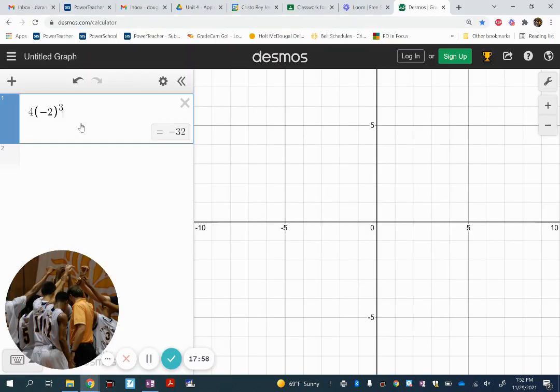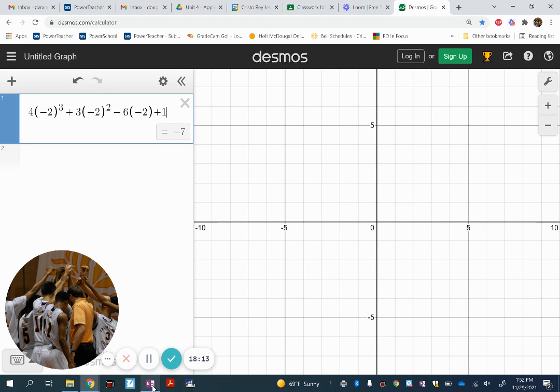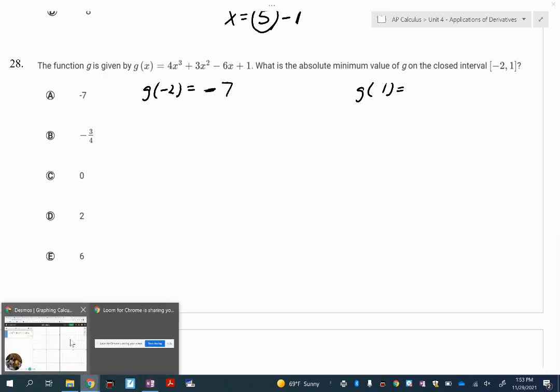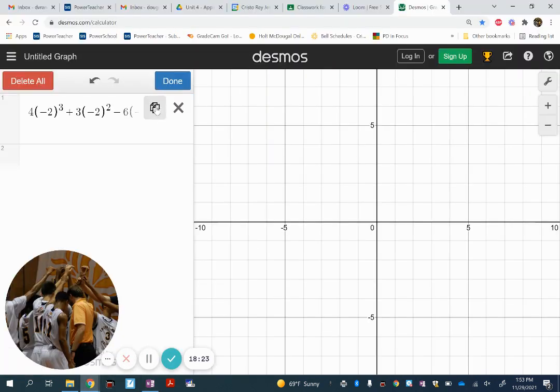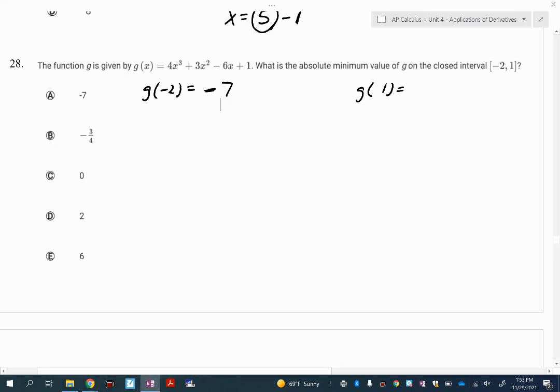plus 3 negative 2 squared minus 6 times negative 2. Here we go. So that value is negative 7. We'll do the same thing for positive 1. I'm going to copy it. Change all these to positive 1. That gives me positive 2.